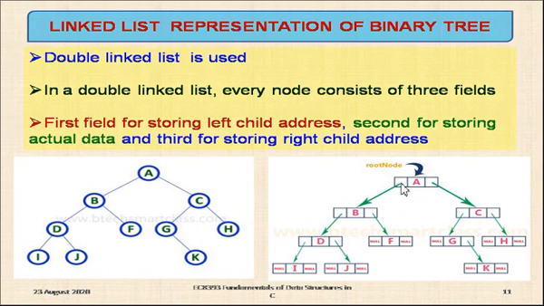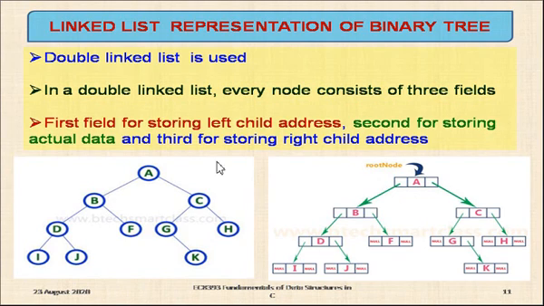Okay, part 1, part 2, part 3, or field 1, field 2, field 3. The first field is having the address of the left child. Second field is having the actual data of that particular node. The third segment is having the address of the right child. Whereas this is the data at the root, and we have a pointer for the root of the tree.